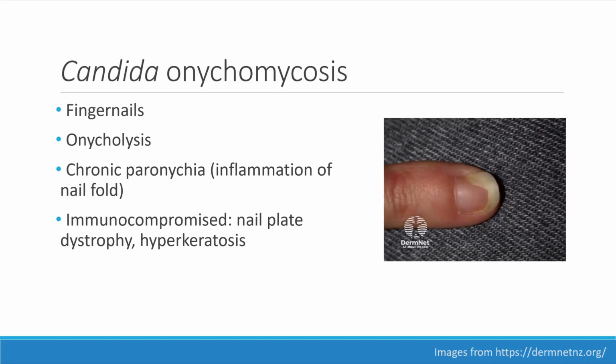For Candida onychomycosis, it usually affects the fingernails, and patients present with onycholysis, as well as chronic paronychia. In immunocompromised patients, there's nail plate dystrophy and hyperkeratosis.